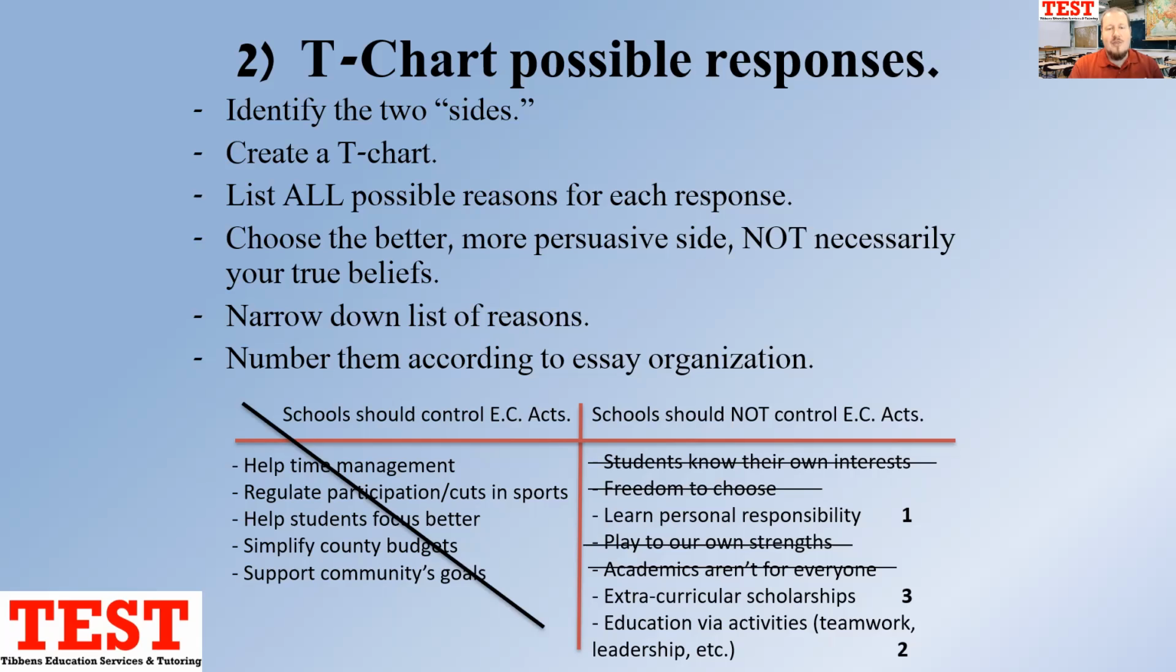And I say, okay, well, I think that in this case, schools should not control extracurricular activities. That should be parents or students. I like the reasons that I have over there better. I then read through them and I want to narrow it down.